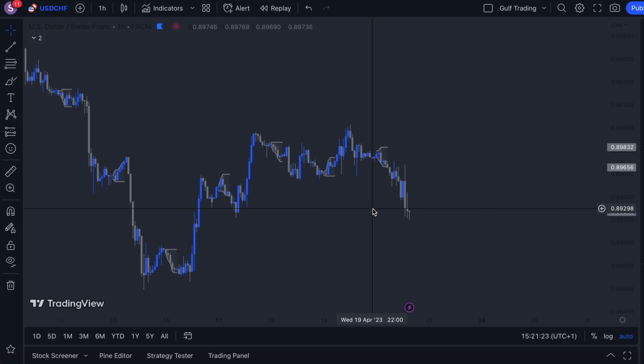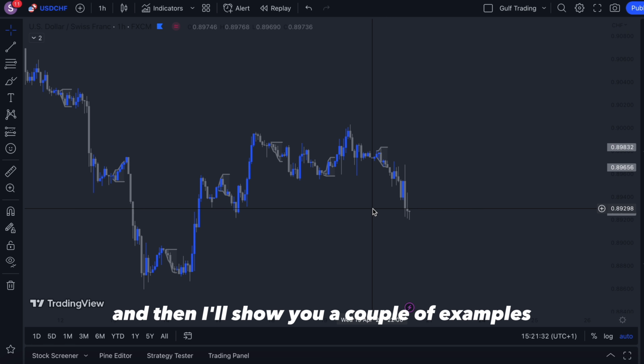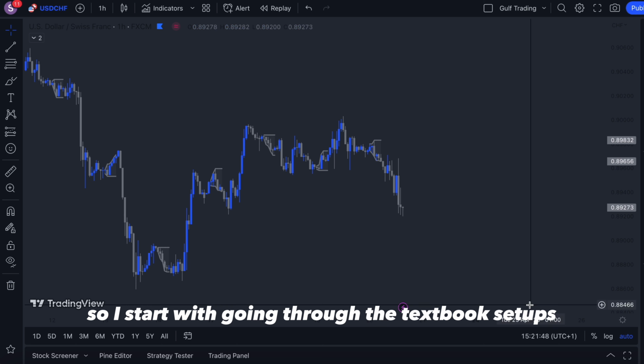It isn't entirely the same as what you might have seen before, and it's going to be a bit of a different setup, but I'm going to teach you it and how I use it, and then I'll show you a couple of examples where I took trades. So I'll start with going through the textbook setups.